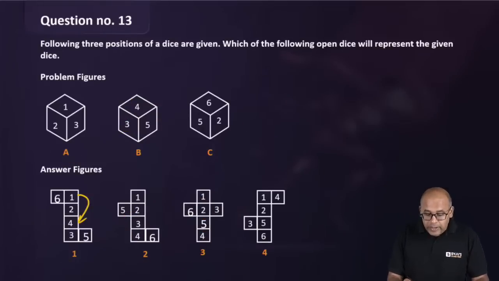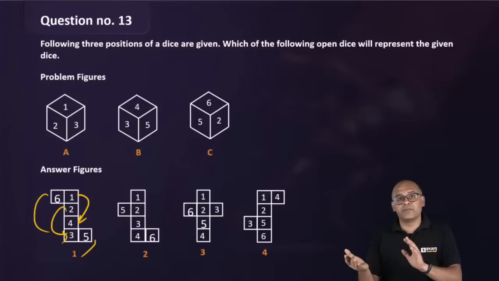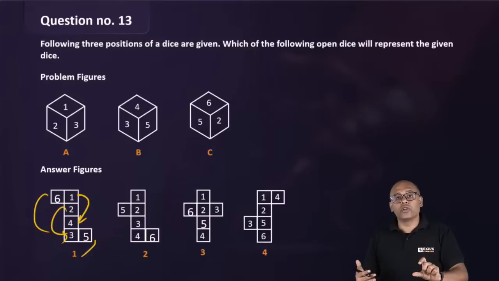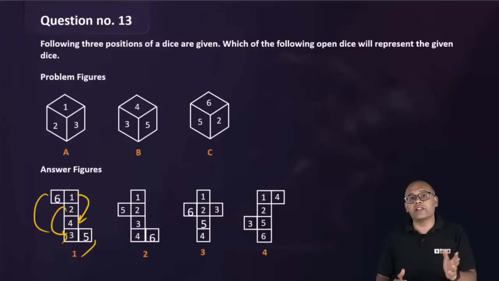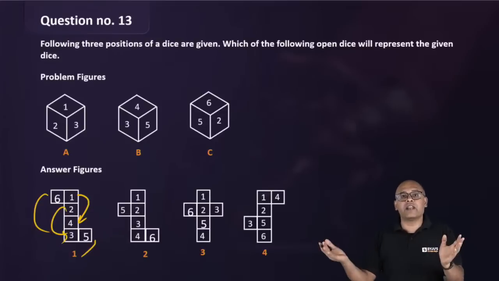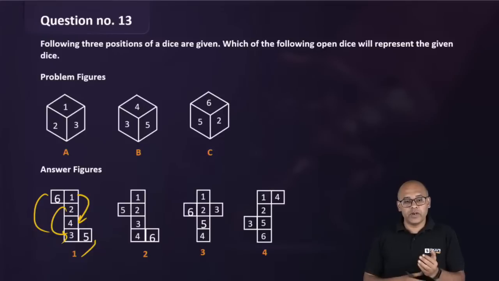So here 1 and 4 will become opposite, 2 and 3 will become opposite, 6 and 5 will become opposite. Alternates. Left and right, top and third, second and fourth. That's how you need to understand very, very quickly. You don't have to imagine folding. You can just blindly remember alternate ones, left and right. That's how they'll be opposites. Okay?